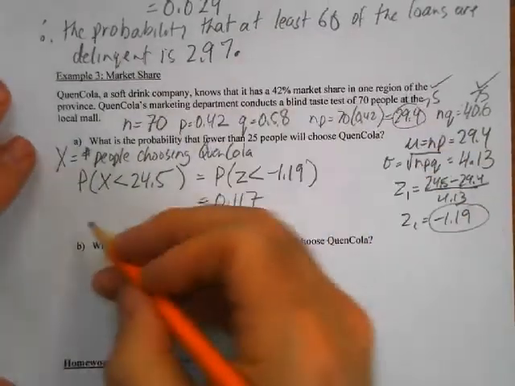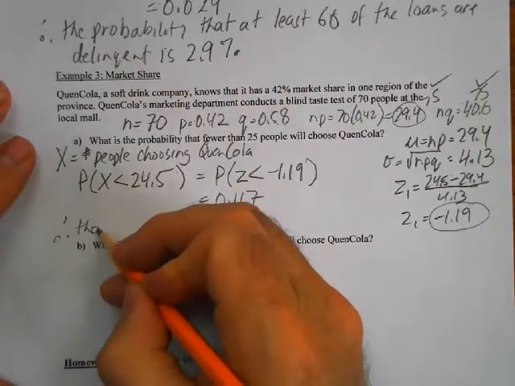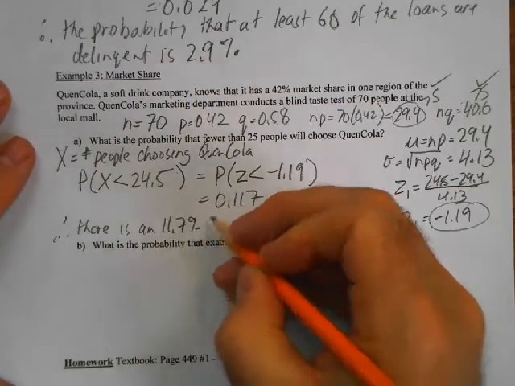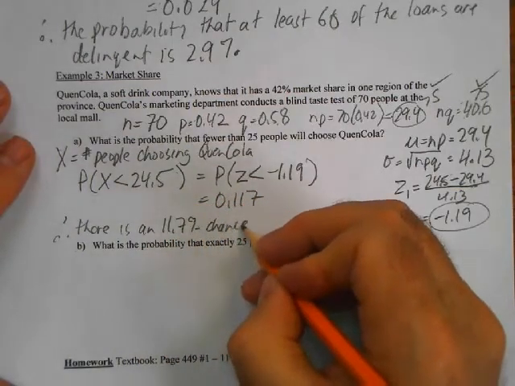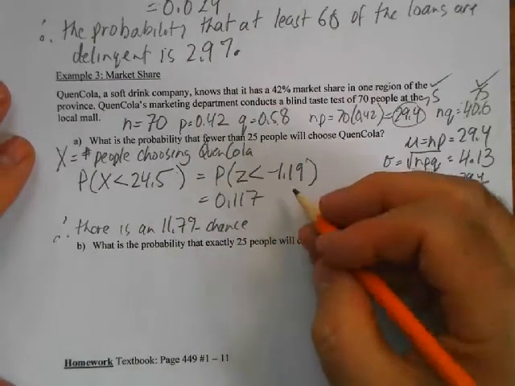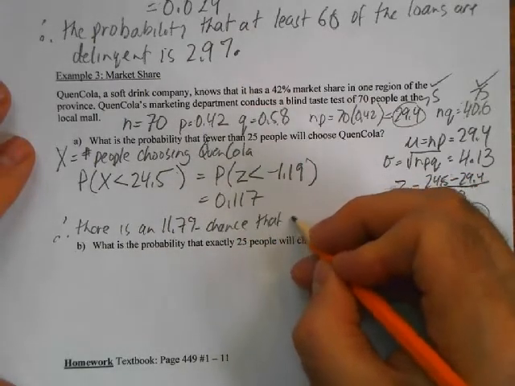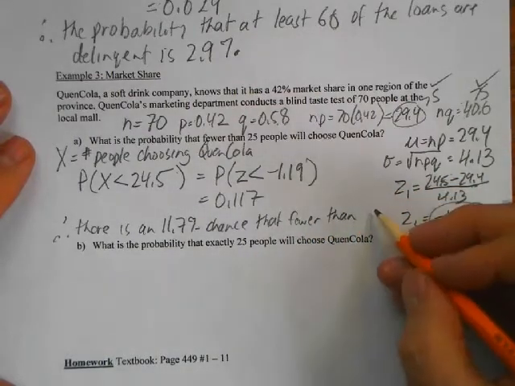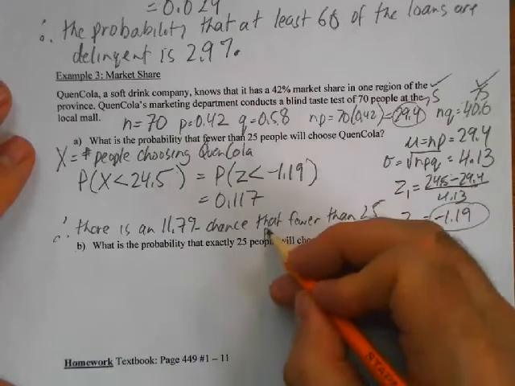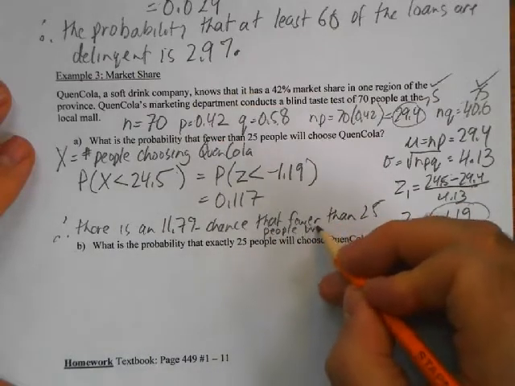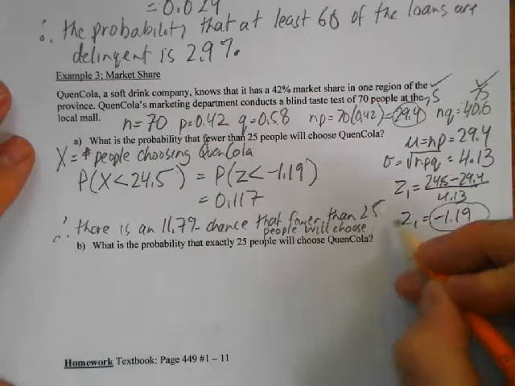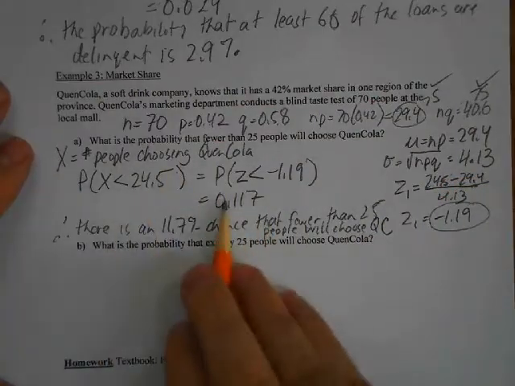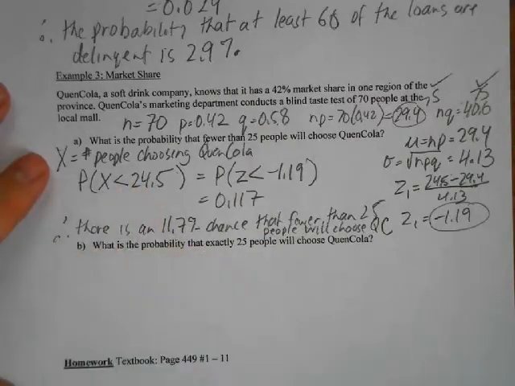0.117. So therefore there is an 11.7% chance, or probability, same thing, that fewer than 25 people will choose Coca-Cola. Okay, so 11.7% chance.